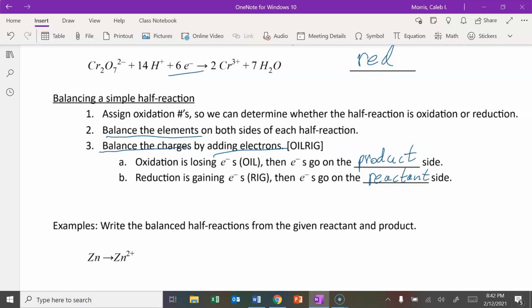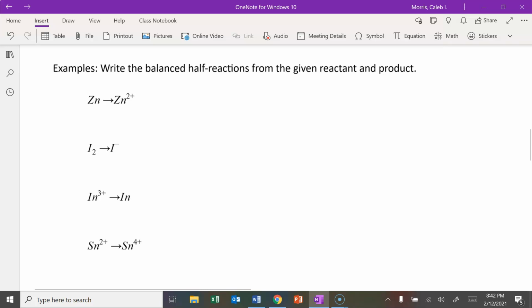All right, here are some examples down here. Write the balanced half reaction from the given reactant and product. Well, I have a 0 becoming +2. So we want to know what the difference is between these two. Well, there's a difference of 2. It becomes more positive by 2. Zinc became more positive by 2. So in order to really balance out the charges, I have to have 2 negatives on the product side as well. 2 electrons.